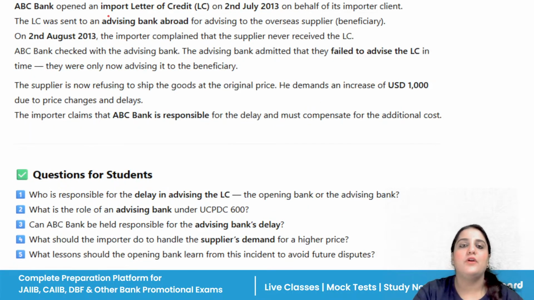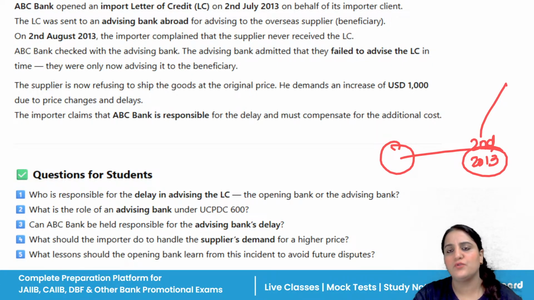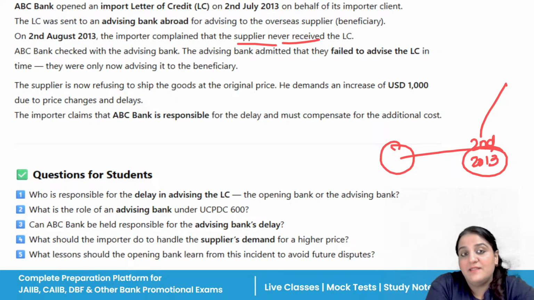Okay, not the same. Now ABC Bank opens an import LC on 2nd of July 2013 on behalf of its importer client. The LC was sent to the advising bank abroad for advising to the overseas supplier. On 2nd of August 2021, the importer complained that the supplier never received the LC.